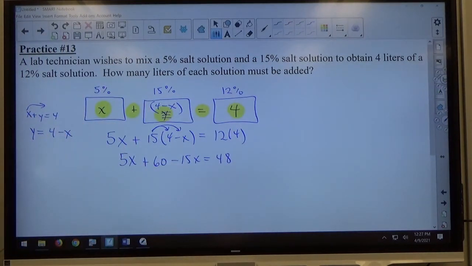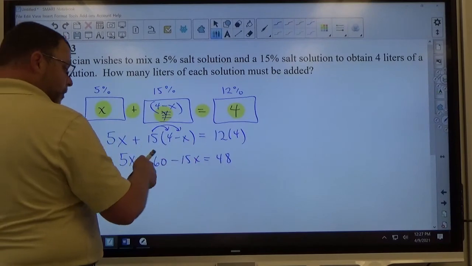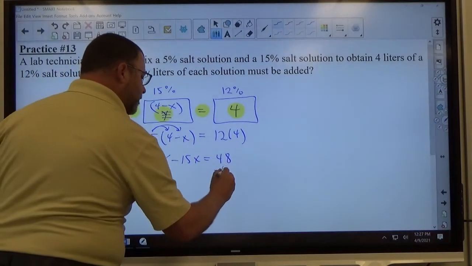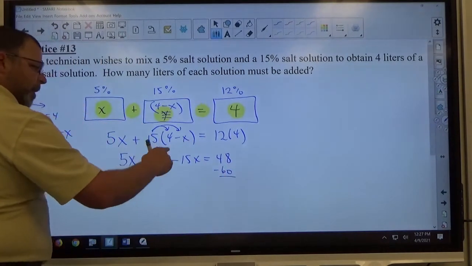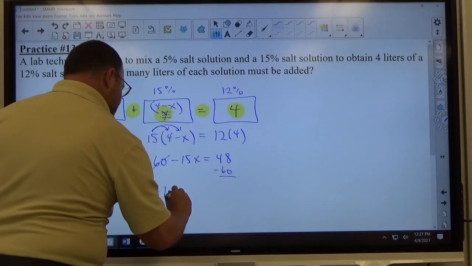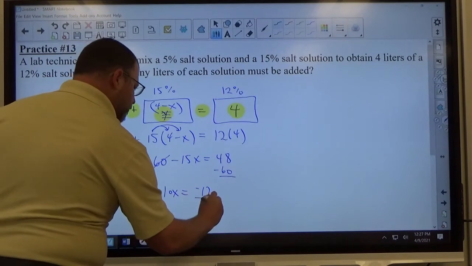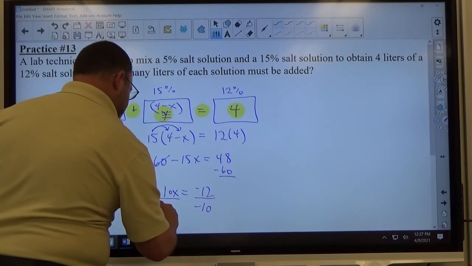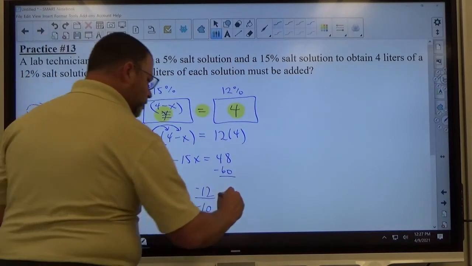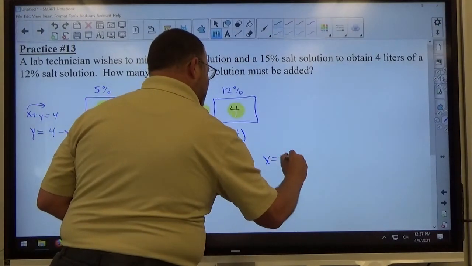And once again, I've got a couple variable terms. So both variable terms are on the left. I'm going to keep them there. I'm going to move the 60 over to the right, so minus 60 comes over here. 5x minus 15x is negative 10x. 48 minus 60 is negative 12. Divide both sides by negative 10. We're going to get x equals 1.2.